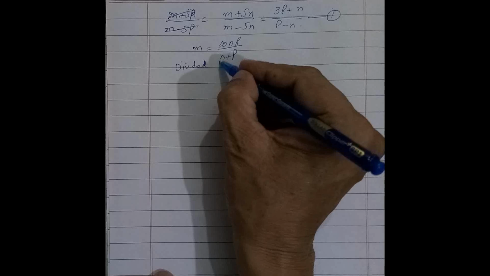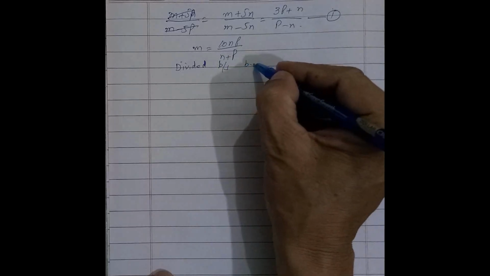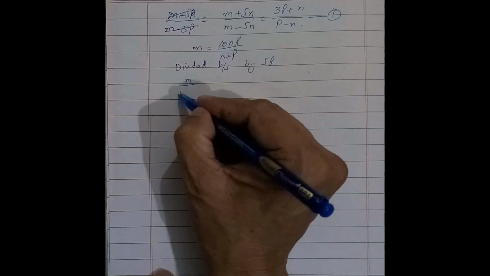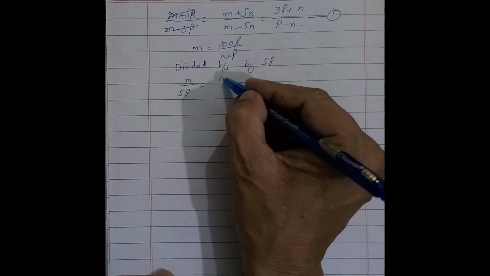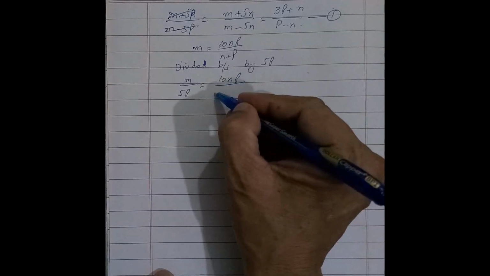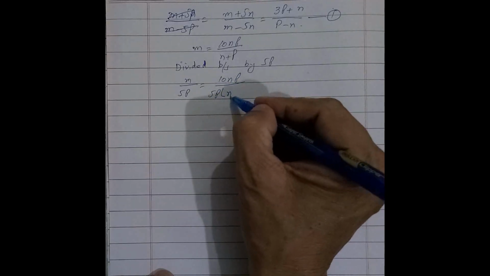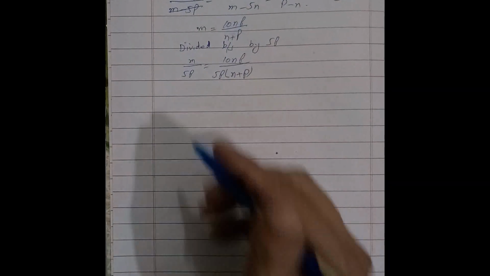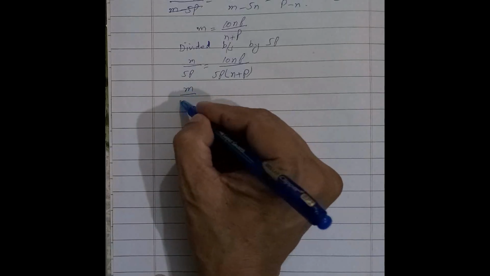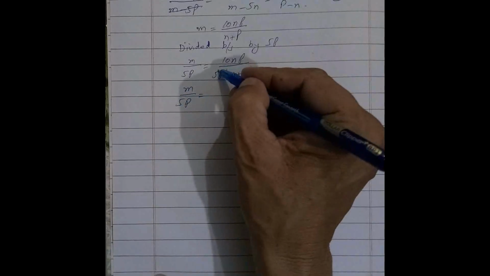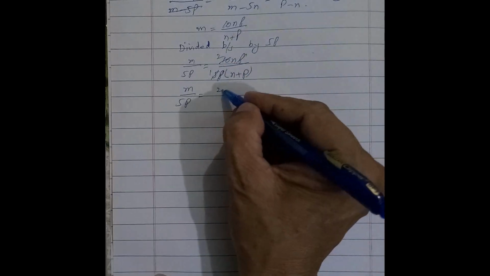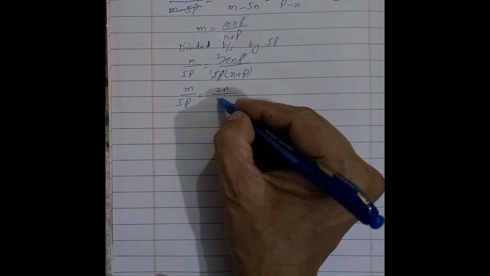Divide both sides by 5p. We get m over 5p is equal to 10np over 5p into (n plus p). Simplify these values: we get m over 5p is equal to 5 1s are 5, 5 2s are 10, p cancels with p, we have 2n over n plus p.